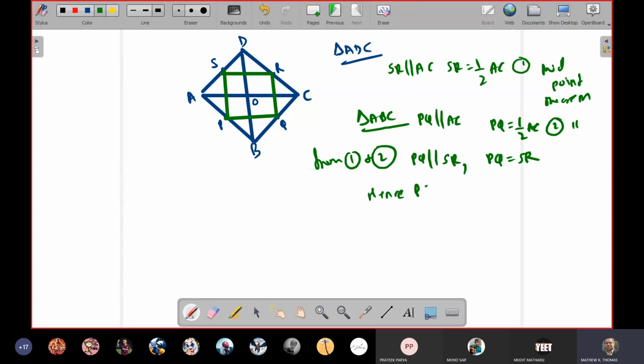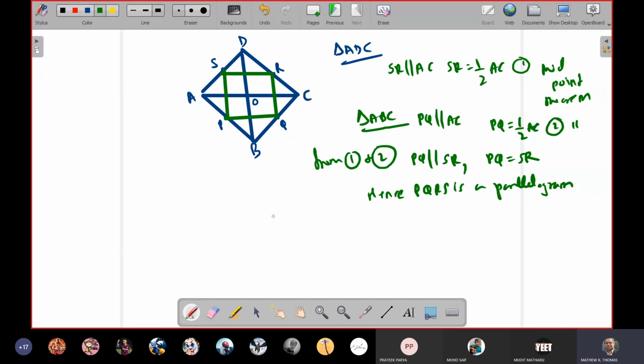Hence, what is the conclusion? PQRS is a parallelogram. So this is the same as what we did in the previous question. This much is clear? Or any doubt here? If there is any doubt, you can ask up till here. Sir, hence PQRS is a parallelogram, right? Correct. PQ and SR are parallel, PQ and SR are equal, so PQRS is a parallelogram.